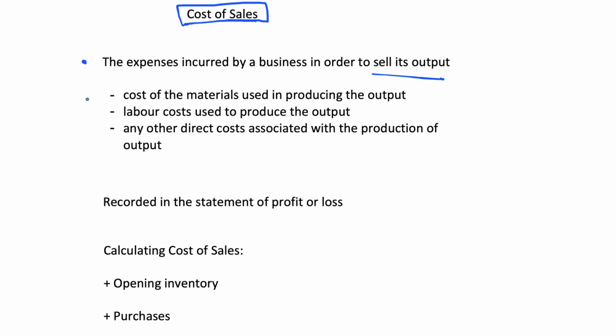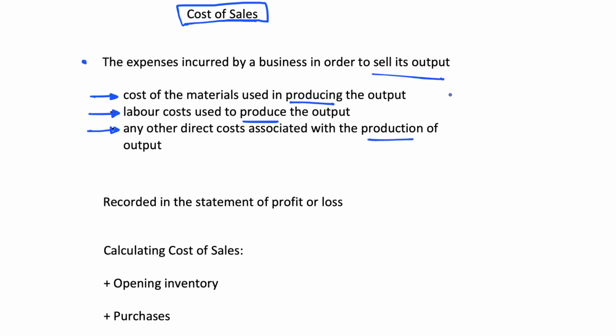Some of the things that will make up cost of sales, we need to note that this is only going to be including the direct costs of actually producing and then selling the output. So the cost of the actual raw materials that go into producing this output, the labour costs again used to produce this good or service, and any other direct costs associated with the production of output. So this isn't going to include things like marketing because it doesn't go into producing the output. Note that all these points say production.